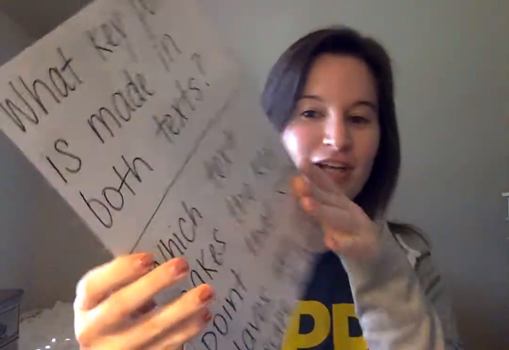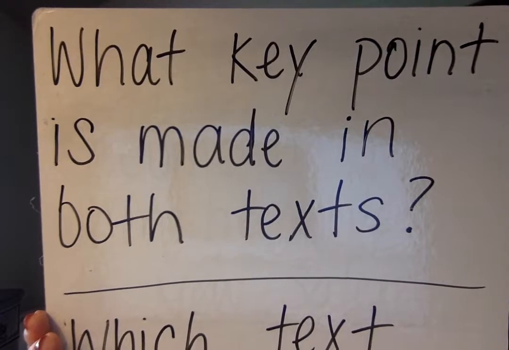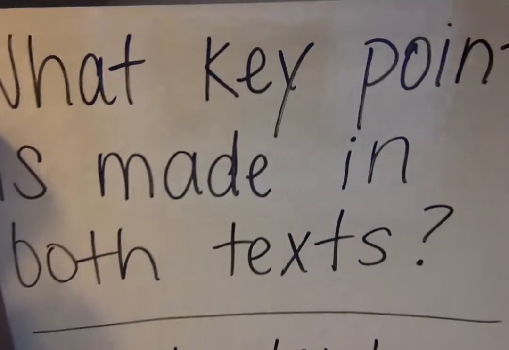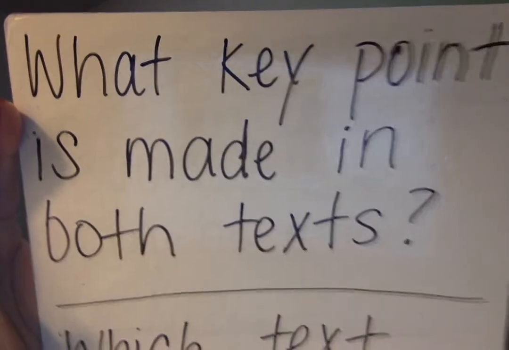As always, I'll be answering the first question, and then you will answer the following questions with me. So the first question is, what key point is made in both texts? Remember, key points are important points that the author makes. Right now we are looking for a key point that is made in both of our texts.